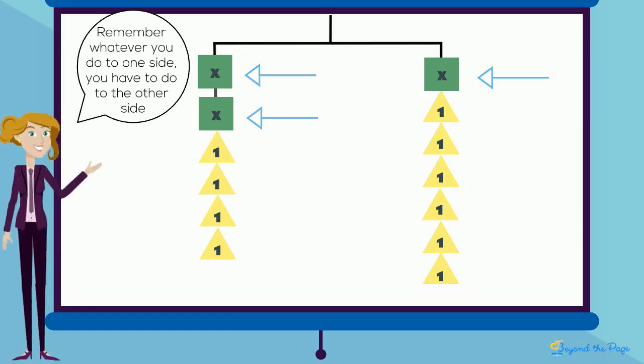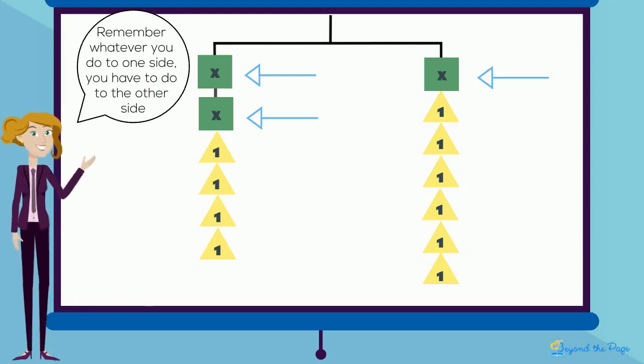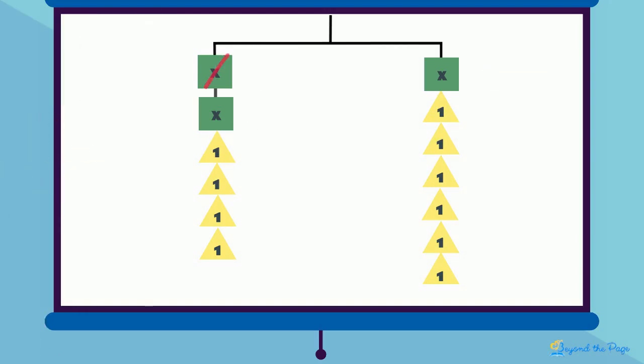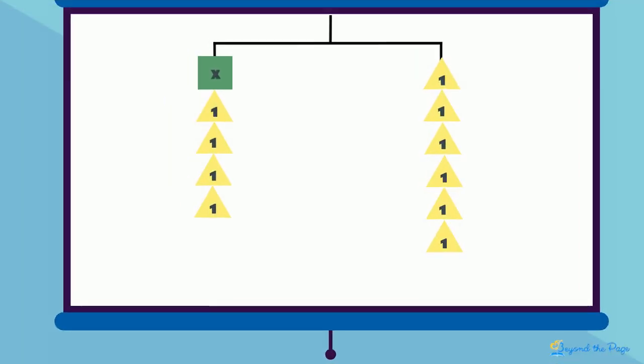Remember that to keep the hanger balanced, whatever you do to one side, you have to do to the other side. If you take one variable square off each side, is the hanger still balanced? Yes, you have removed the same value from each side, so the hanger and equation remain equal. Now you have just one variable left, but it's still connected to the constant, 4, as shown by the 4 triangles. To get the variable alone, just remove the 4 triangles.